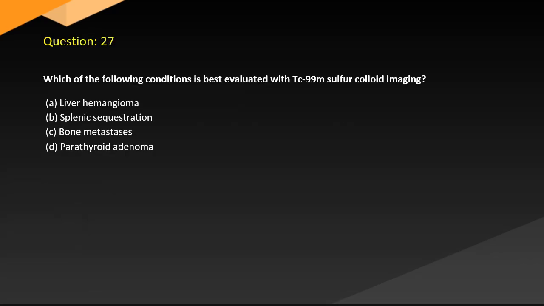Question 27. Which of the following conditions is best evaluated with Tc99m sulfur colloid imaging? A. Liver hemangioma, B. Splenic sequestration, C. Bone metastasis, D. Parathyroid adenoma.